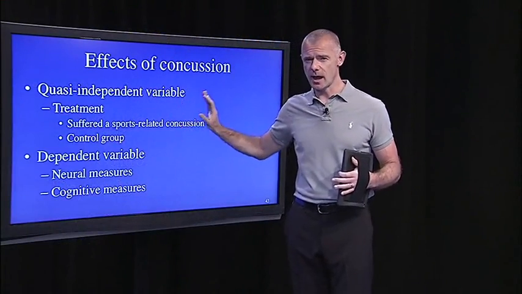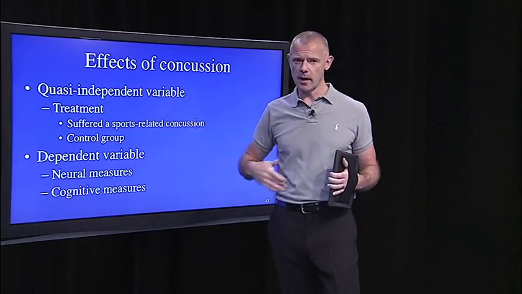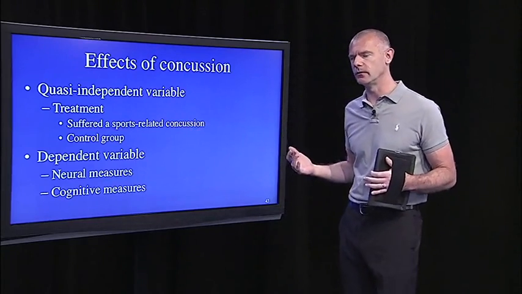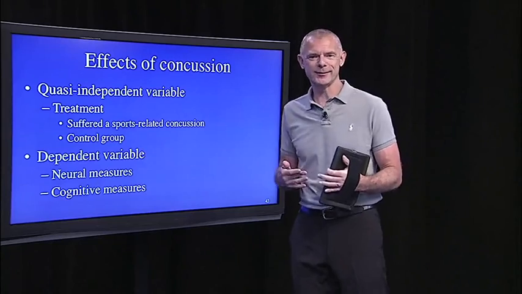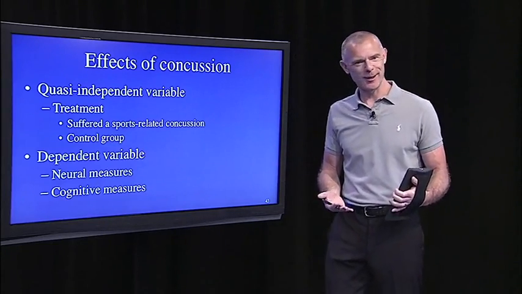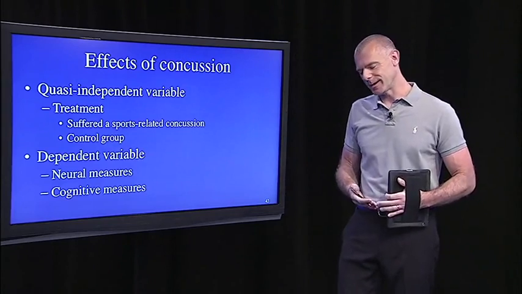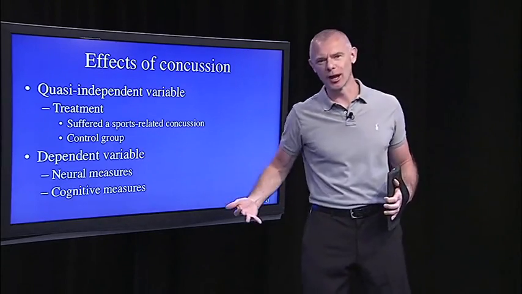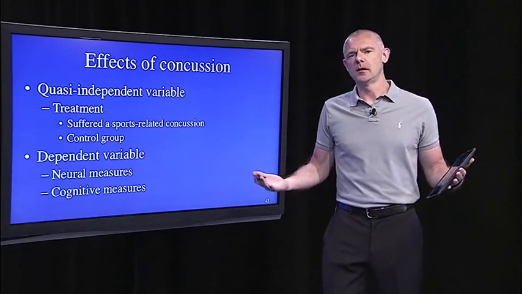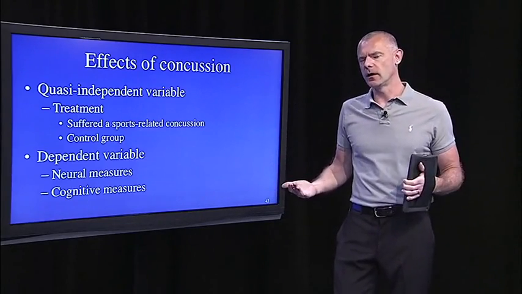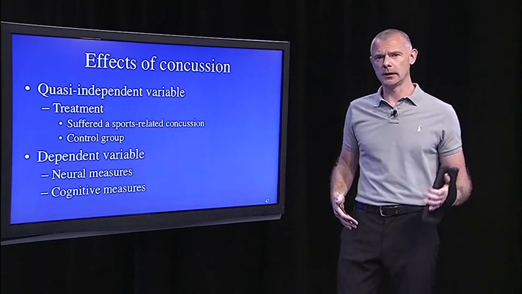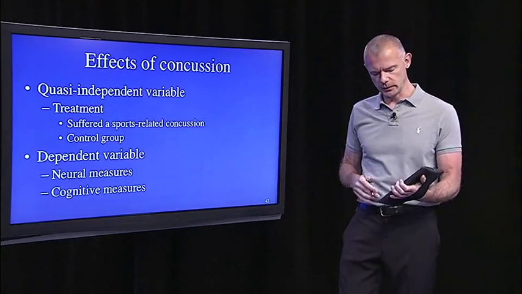But notice that this is not a true independent variable, and throughout the course I'll refer to variables like these as quasi-independent variables, because obviously these athletes are not randomly assigned to these conditions. That wouldn't be ethical. We couldn't just say, let's take half the football players and concuss them and see what happens, right? These things just happen. Some athletes, unfortunately, suffer concussions and they go into the treatment condition, and others don't, and they are in the control condition.